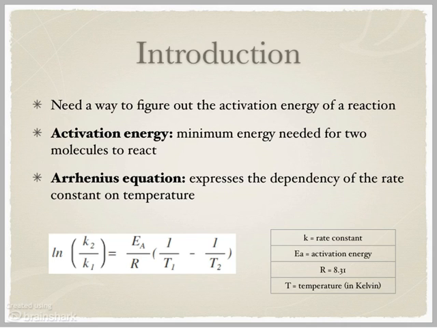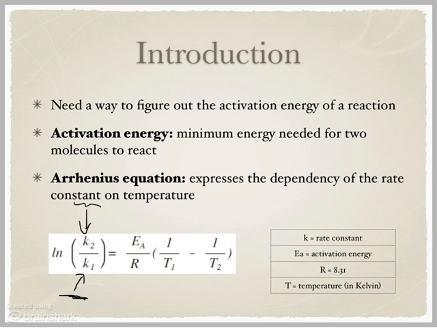Now, you're able to do this by using something called the Arrhenius equation, which expresses the dependency of the rate constant on the temperature. If you look at the equation, which I have here below, on one side you're taking the natural log of two different rate constants: one at the initial temperature, which is this one right here, and above that is the rate constant of that same reaction at a final temperature.